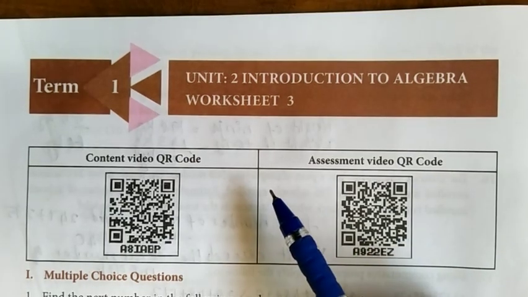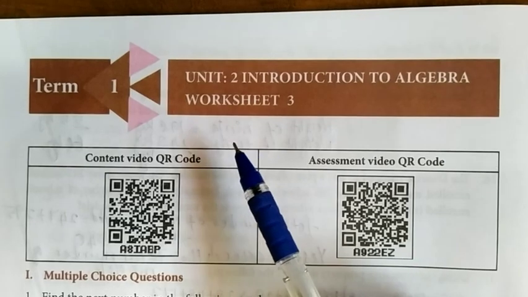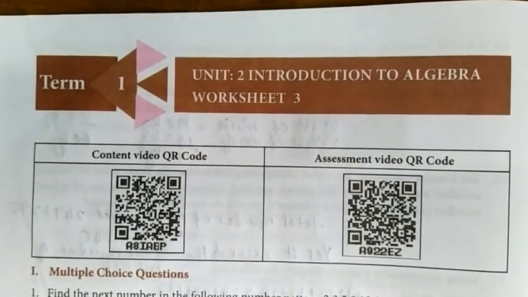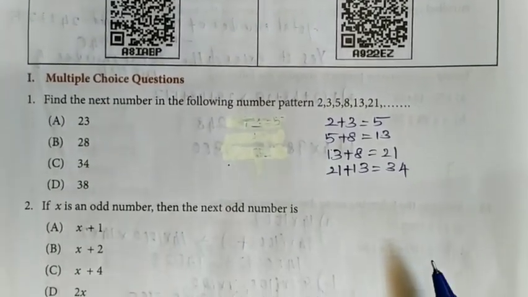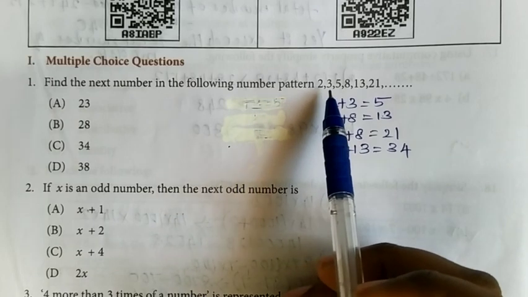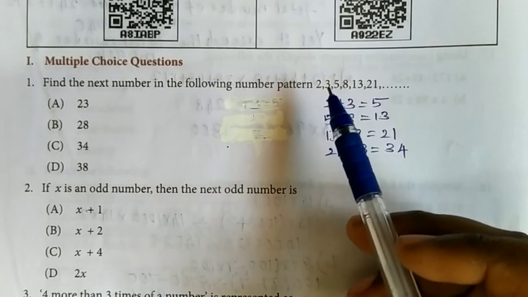In this video, we are going to solve the questions given in 6th standard maths workbook under term 1, unit 2, introduction to algebra, worksheet number 3. Multiple choice questions. First question, find the number in the following number pattern: 2, 3, 5, 8, 13, 21.